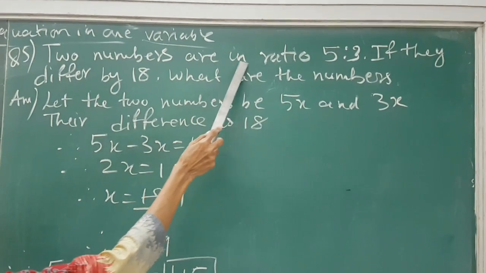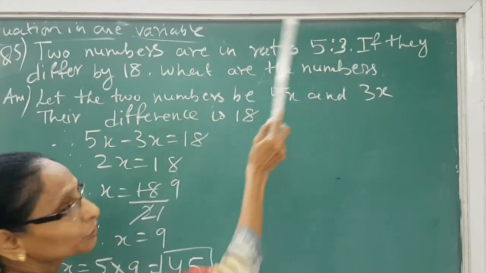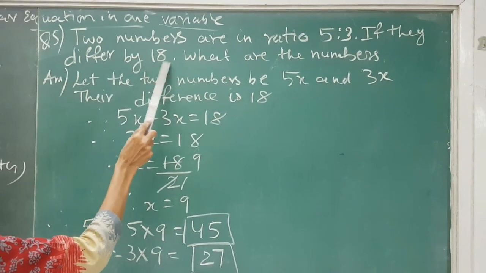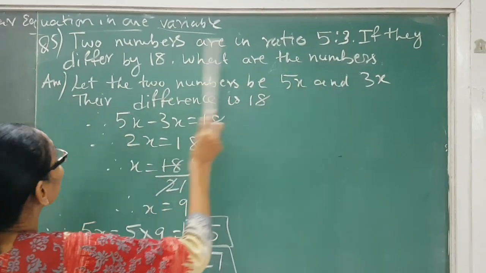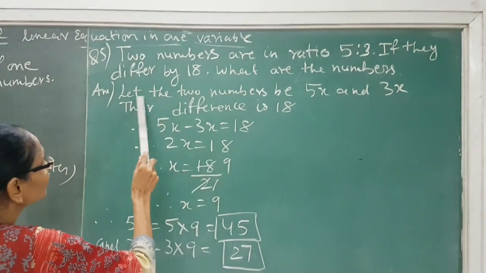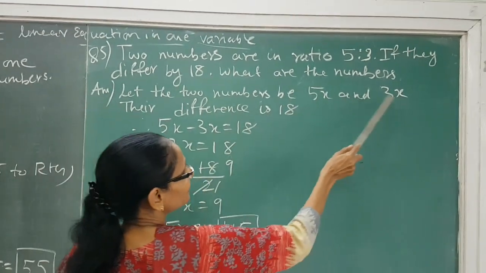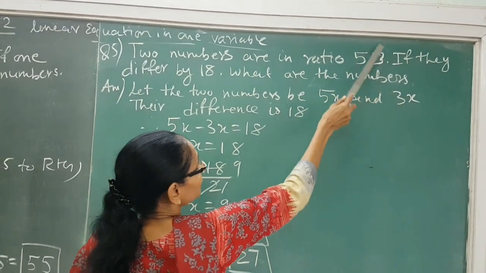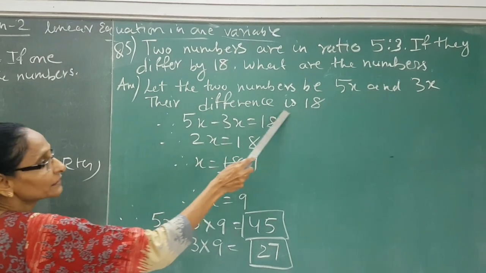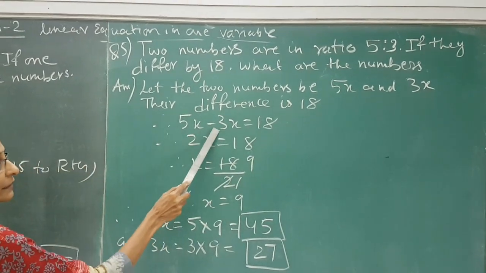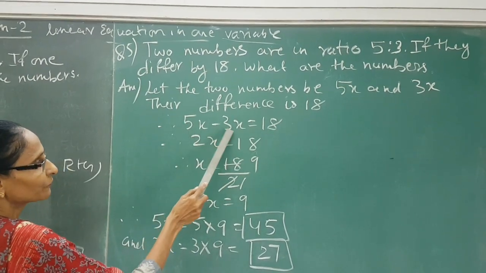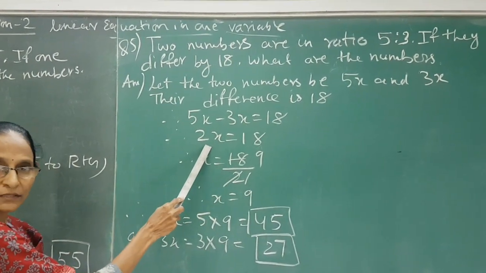Two numbers are in ratio 5:3. If they differ by 18, what are the numbers? They differ by 18. That is, their difference is 18. So let the two numbers be 5x and 3x. Why 5x and 3x? Because the ratio is given 5:3. Now their difference is 18. Therefore 5x minus 3x is equal to 18. Therefore 5x minus 3x will be 2x.